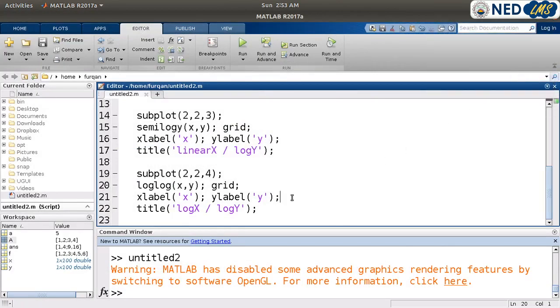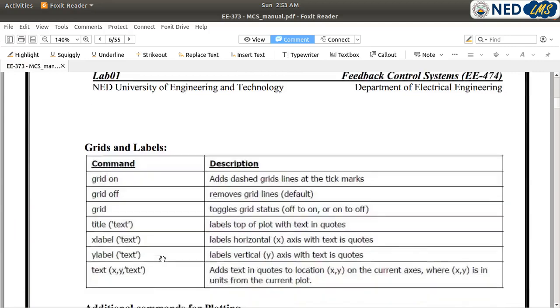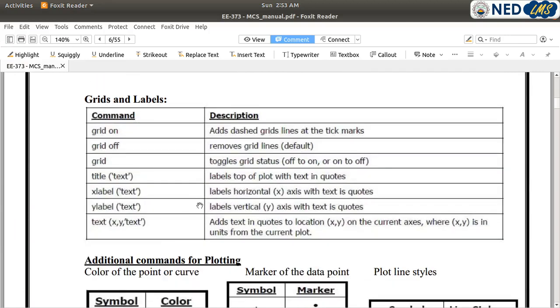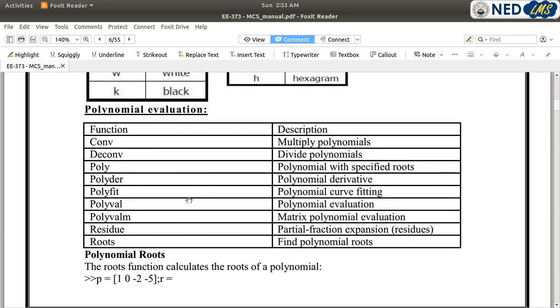Now let's go back to the manual again. Here some commands are written. I suggest you cover them on your own. Now here a table is given in which various MATLAB functions for polynomial manipulation are written along with their description. This function conv, which is known as convolution, is used to multiply polynomials. This function deconv is used to divide polynomials.